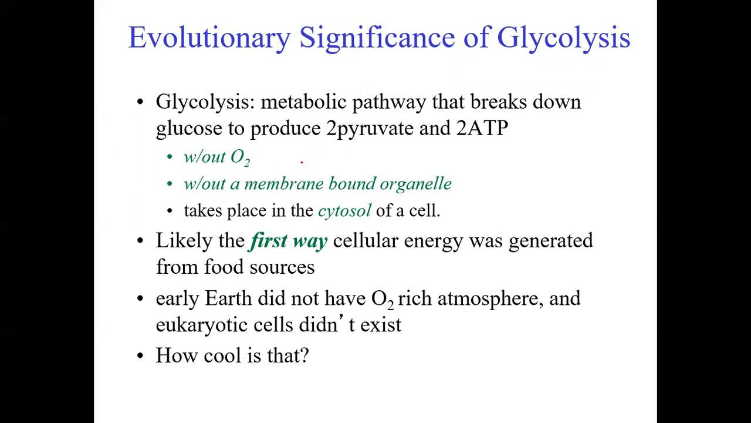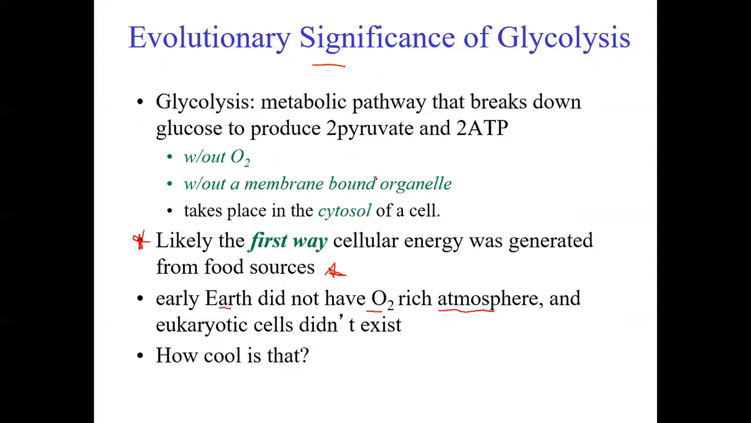So what is the evolutionary significance of this? It's basically, and this is key, the first way cells were generating their ATP, because remember, the early Earth didn't have an O2-rich atmosphere. The Miller-Urey experiment will explain that. Basically, that means that without O2, you can still make ATP. So it's likely the first way that all of us were able to make some ATP.